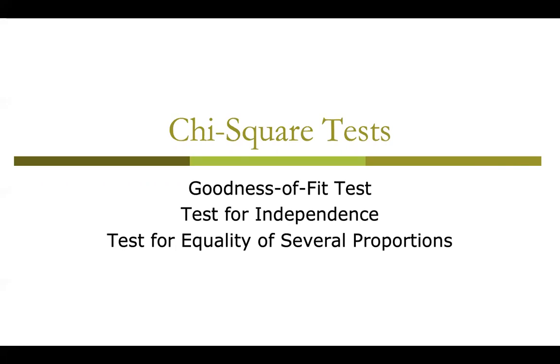For these chi-square tests, we normally want to test whether a certain set of values follows a certain distribution, or if they follow a certain set of values which we call the expected values. There are three applications that we are going to discuss, and you will see later on that these applications are quite similar to one another. So these are the goodness of fit test, the test for independence, and the test for equality of several proportions.